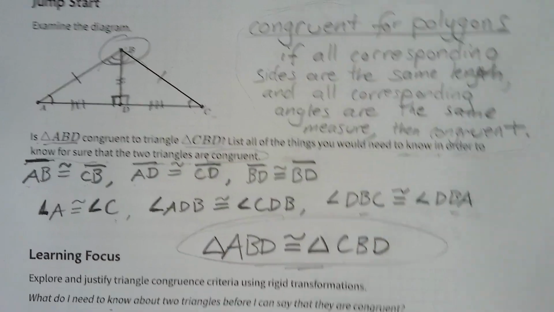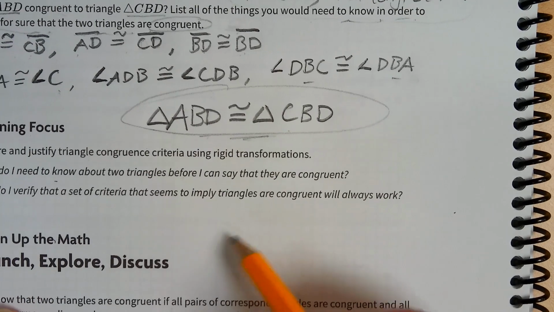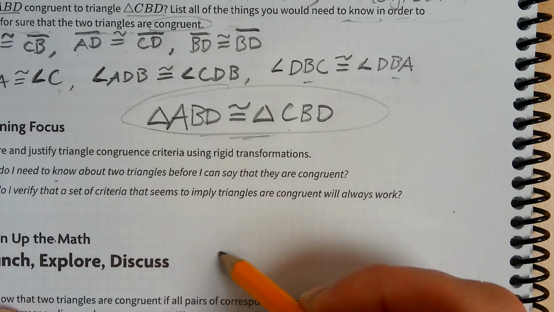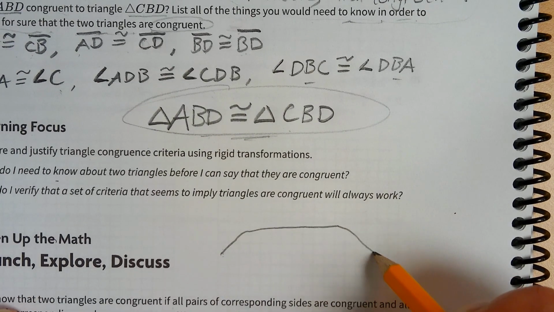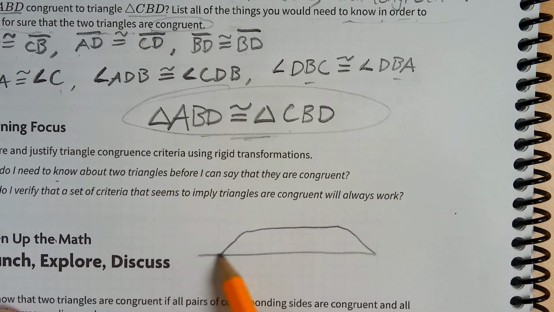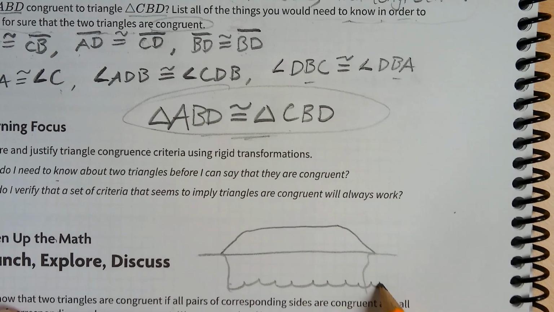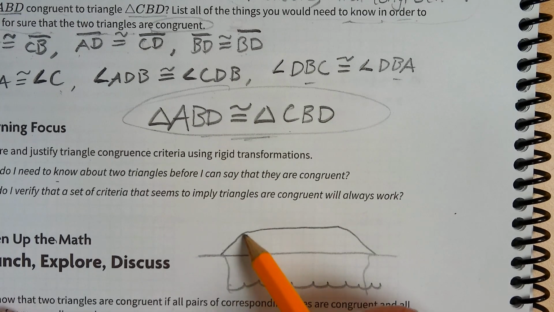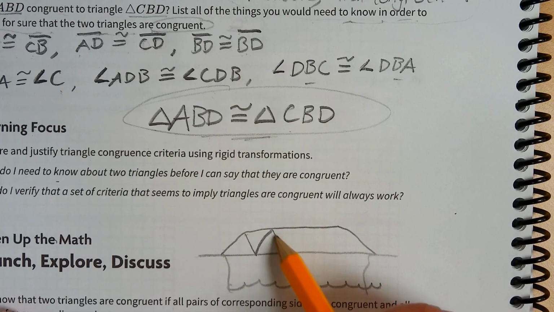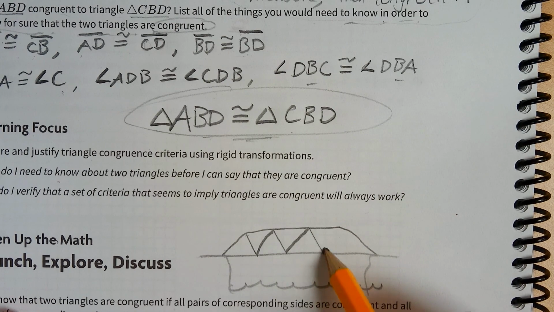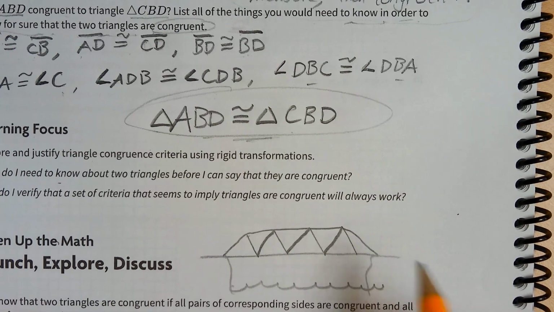Now, why would you want to do this? Well, let's say you're building a bridge, okay? And let's say your bridge kind of looks like this. You may have seen bridges like this before. Okay, there's like treacherous water down here. But your bridge has triangles to support it, and all the triangles need to be the same. They need to be congruent.